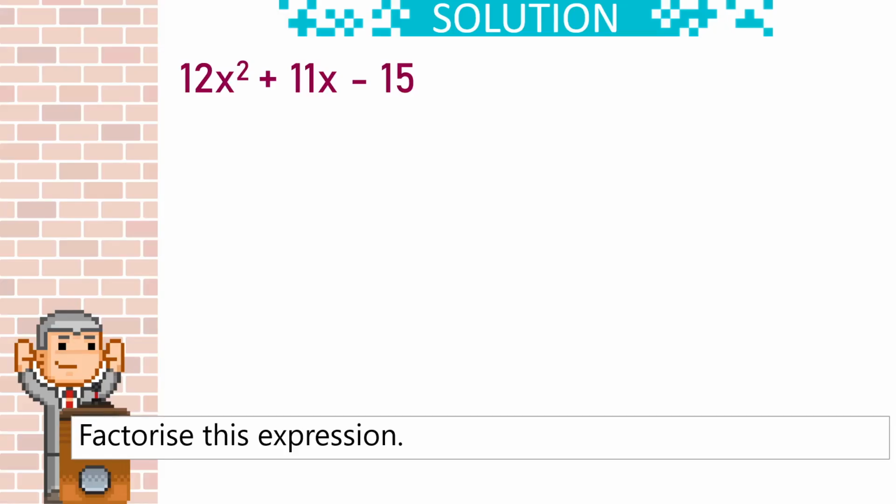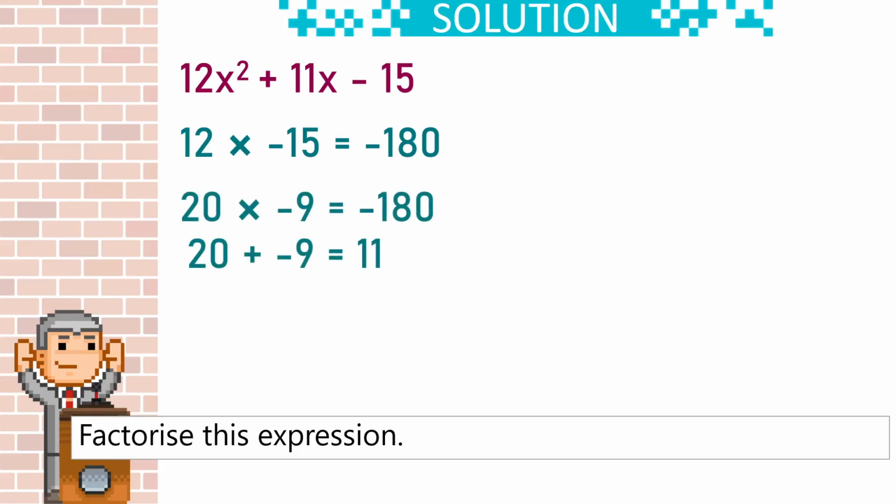In this question we have a negative, but actually we followed exactly the same process. So we're going to start by multiplying the 12 and the minus 15, which will give us minus 180. Now we need two numbers that add together to make 11 and multiply together to make minus 180. And a little tip is normally they're quite simple numbers when the numbers get big. And actually it's just going to be 20 times minus 9 and 20 plus minus 9.